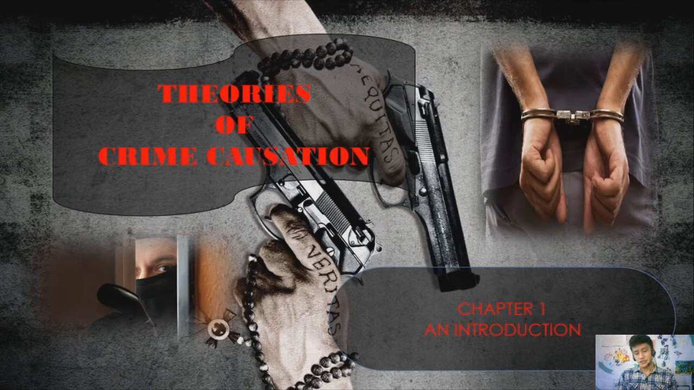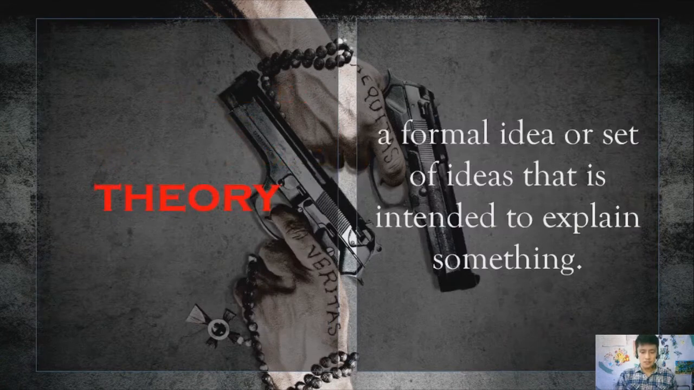of Crime Causation. So after this chapter, we are going to proceed already with the different kinds or different categories of theories of crime causation. So let's try to understand first what a theory means. It simply says here a formal idea or set of ideas that is intended to explain something.